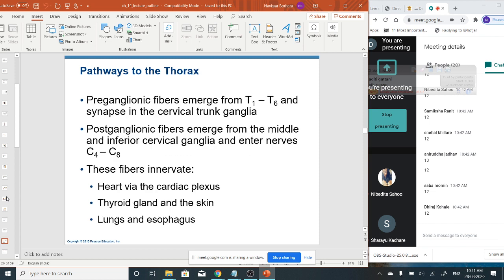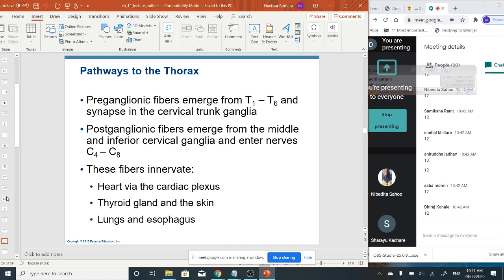There are pathways to the thorax. There are preganglionic fibers emerging from T1 to T6. They synapse in the cervical trunk ganglia, and postganglionic fibers emerging from the middle and inferior cervical ganglia enter the nerves from C4 to C8. They innervate the heart via the cardiac plexus.